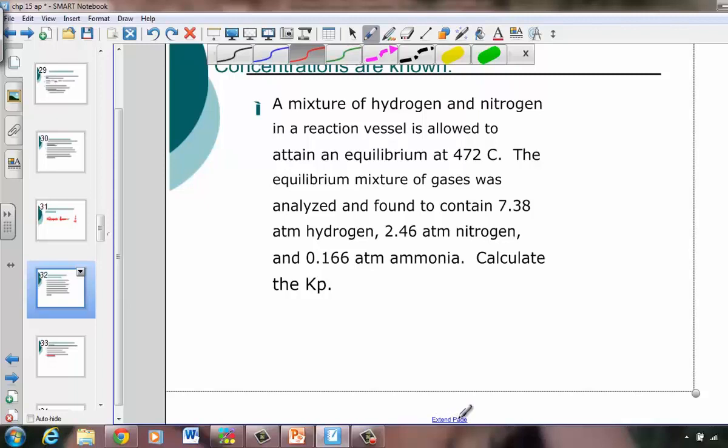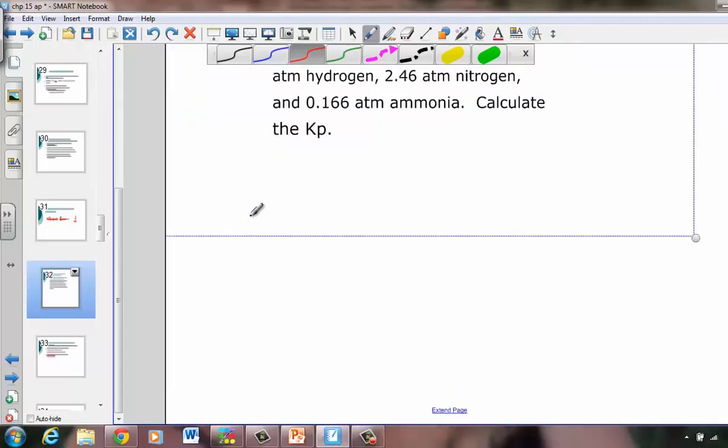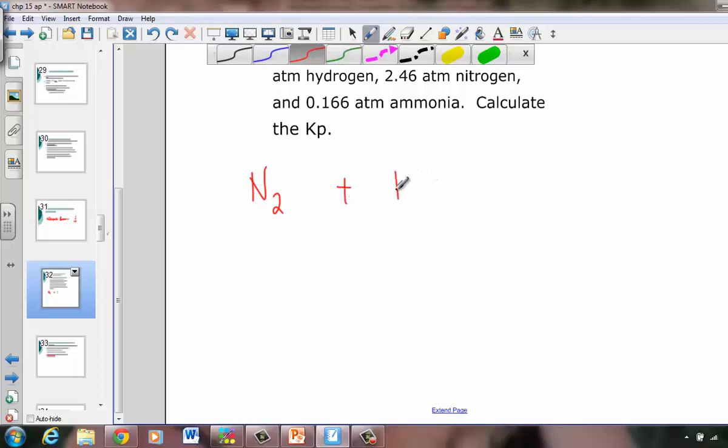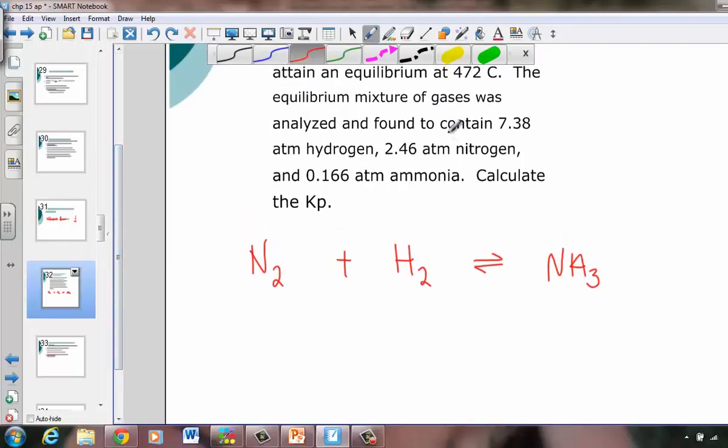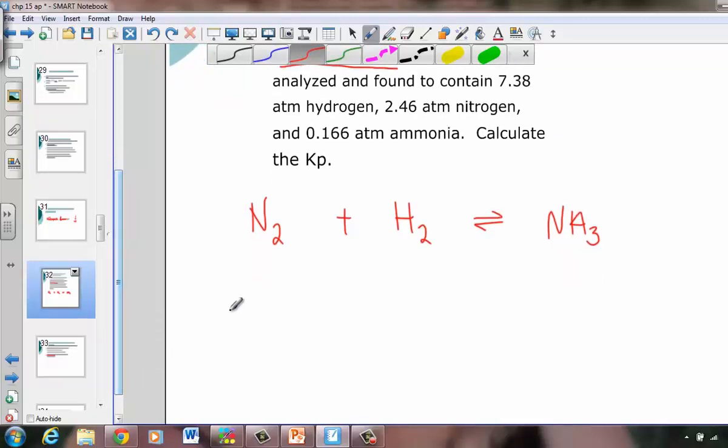Let's calculate the Kp. Well, first, as any good chemist does, we write our equation. This is the Haber process, where the molecular nitrogen combines with molecular hydrogen, and we form an equilibrium for the production of ammonia. All of these are in the gaseous phase. What we're noticing very nicely is that every one of these are at equilibrium. The equilibrium mixture was analyzed to find. So what we're really being given are indeed the values at equilibrium.